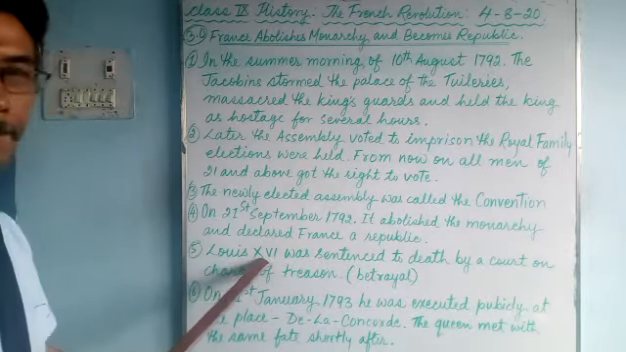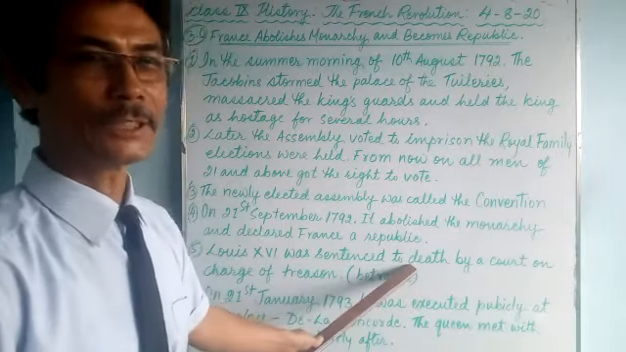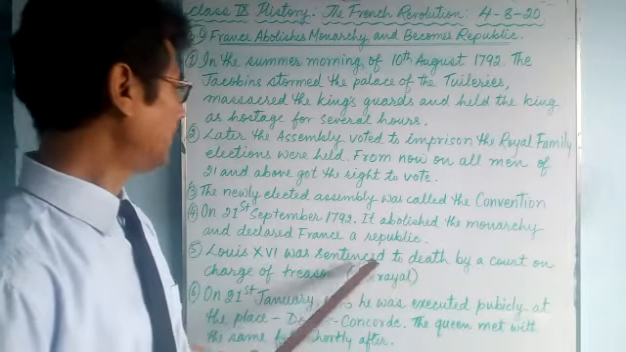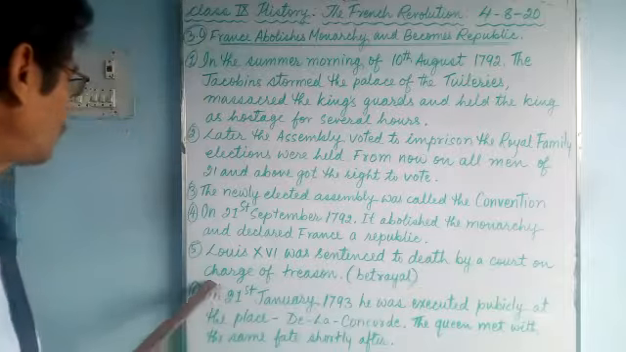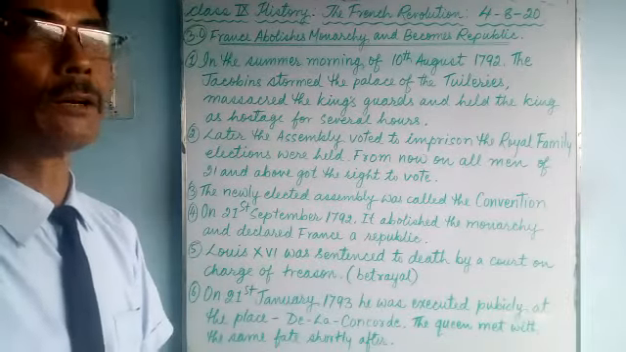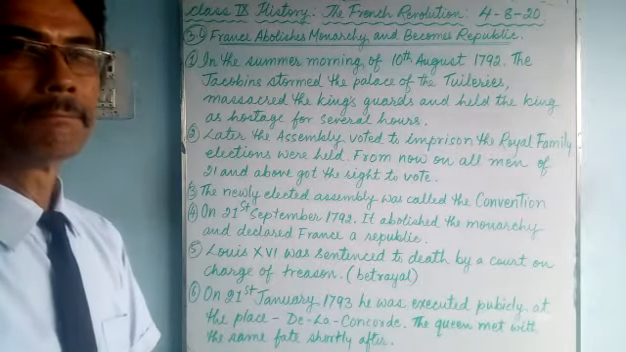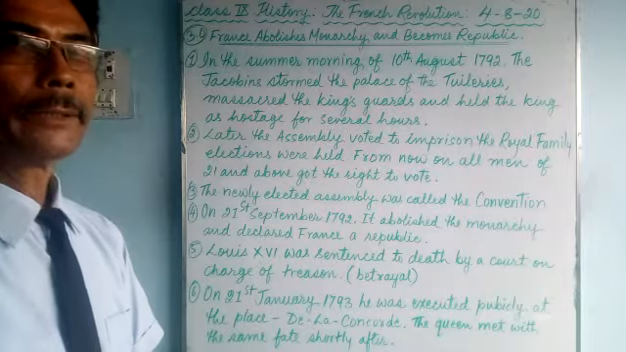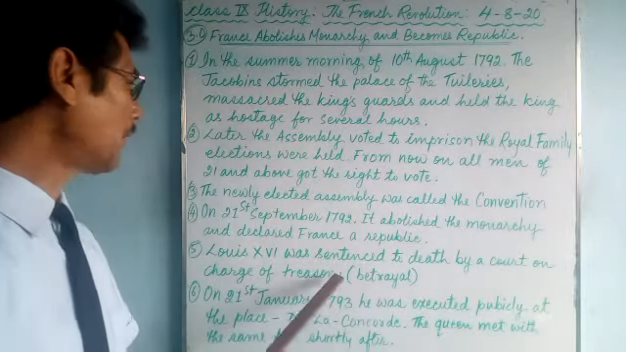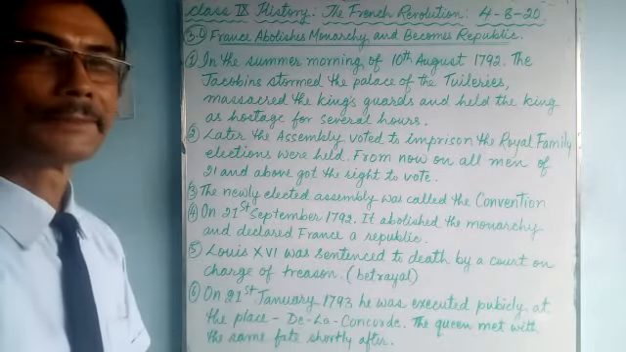Louis XVI was sentenced to death. He was given the punishment, sentenced to death by a court on a charge of treason. Treason means betrayal of the government, betrayal of the people, betrayal of the country. He betrayed and cheated the people. He oppressed and harassed the people. So for that, he was charged with treason and sentenced to death.